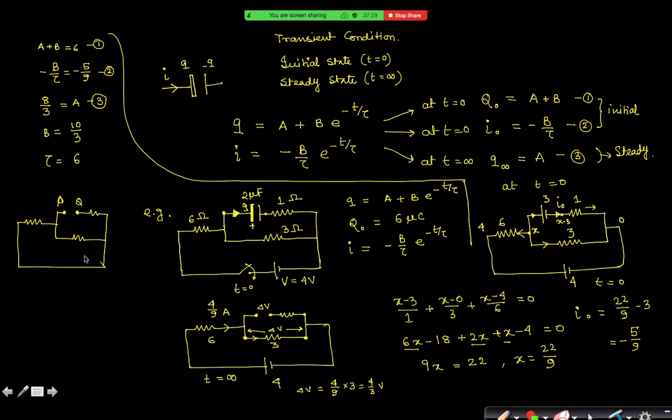What is equivalent resistance across PQ? 3 ohm. This 6 and 3, they are in parallel, yes or no? Yes, sir. And with that this 1 ohm resistance is in series or not? It's a series. So can I say that R equivalent is equal to 3 ohm? Yes, sir.